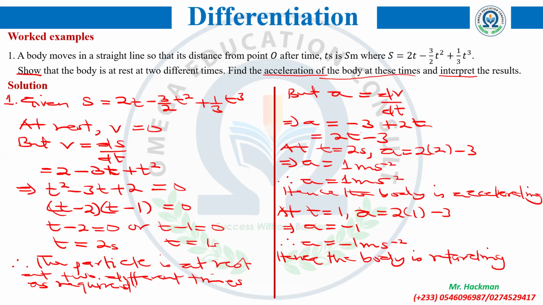My professors, are you with me? So please, here the key concept is if you differentiate the displacement function, you get the velocity function. If you differentiate the velocity function, you get the acceleration function. That's all.